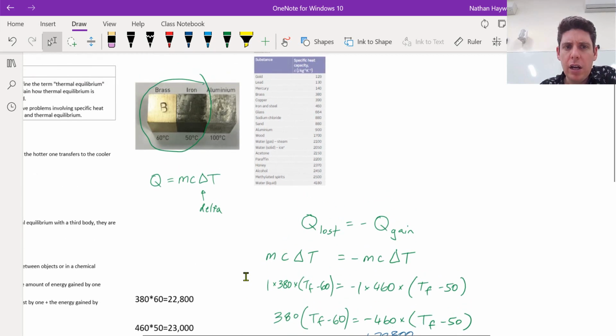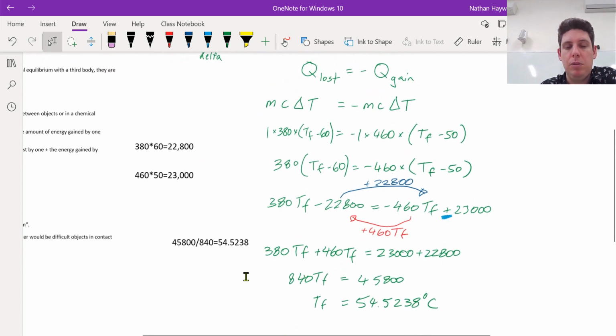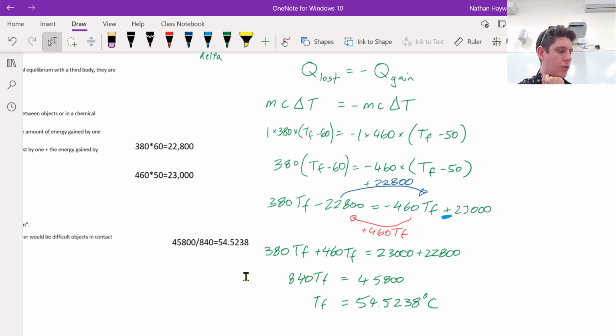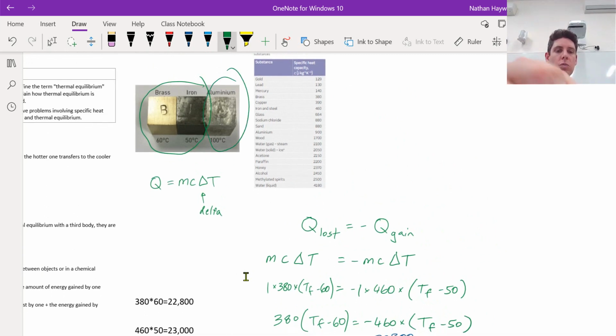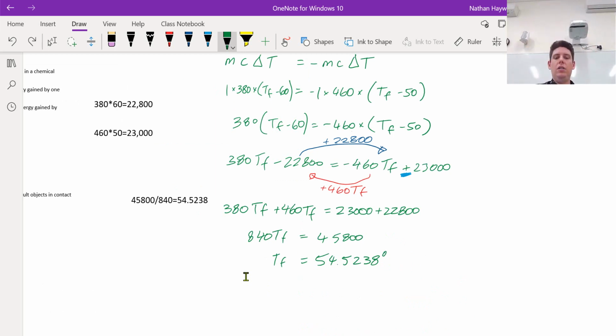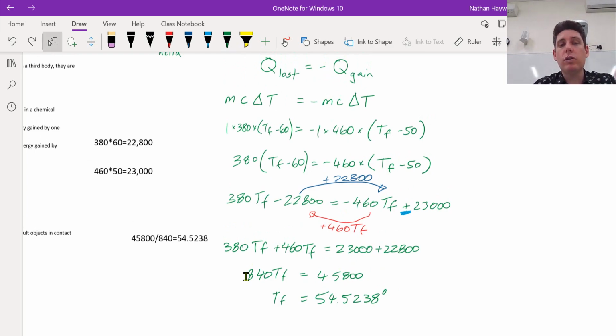Now obviously these two are both also going to be in equilibrium with aluminium. So aluminium is going to bring them up. So they're both going to be higher than 54. But that's just the beginning of the problem. So I would continue working to do aluminium as well to figure out what the final temperature equilibrium of all three would be.